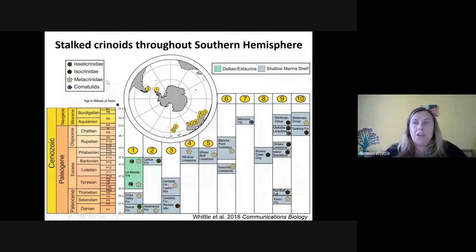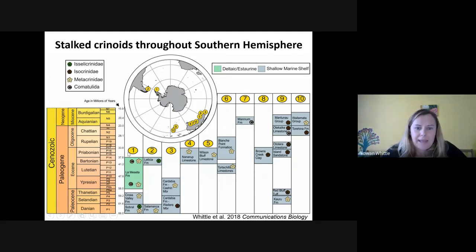We also documented all the literature occurrences we could find. And this, as I said, was for the whole of the Southern Hemisphere. The numbers on this diagram show you the localities where we have fossils from, and these correspond to numbers in the diagram, which are plotted against the time in which they occurred, and they all occurred in shallow water.